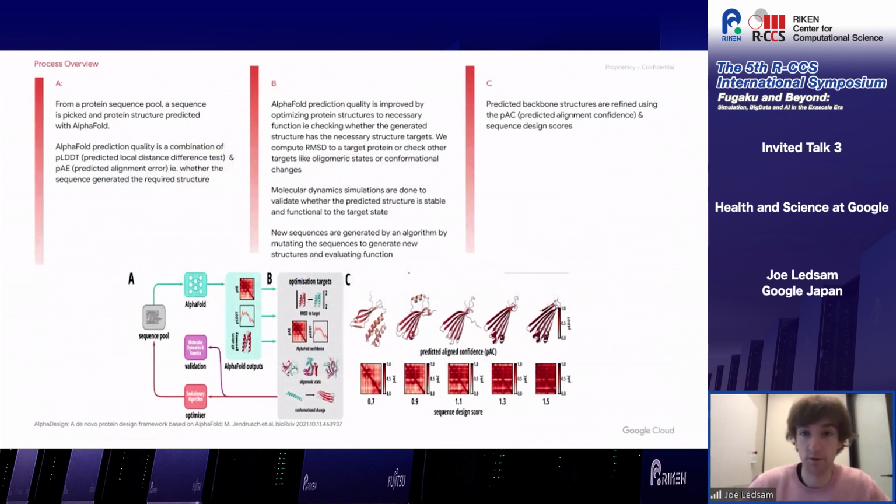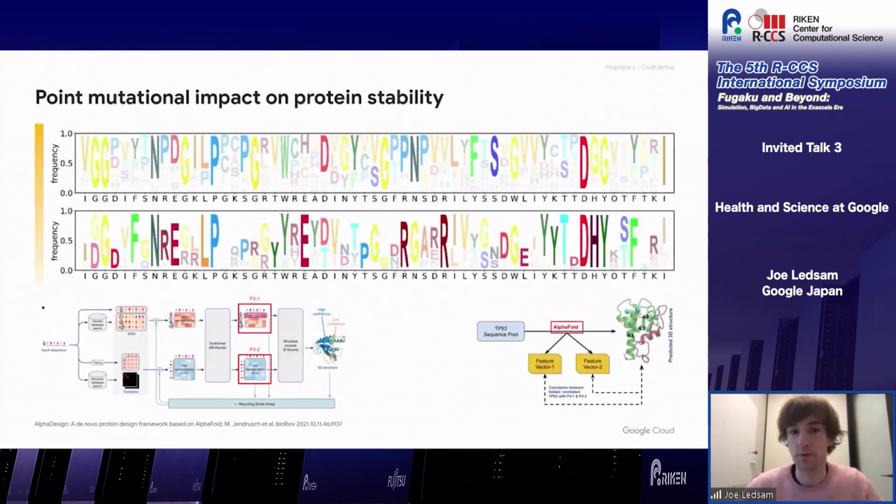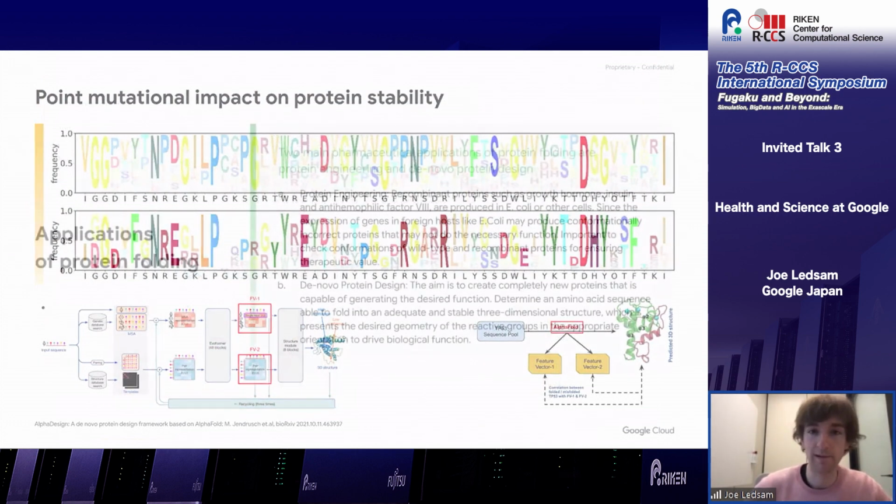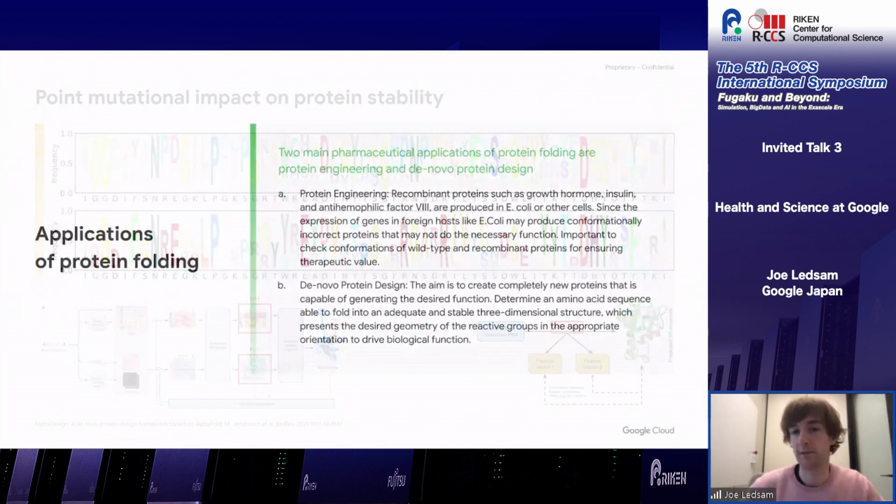There's a short overview of a paper which I won't have time to talk about, but it combined AlphaFold's predictions with MD simulations to assist with protein design. It can also be used to predict the impact of mutations on protein stability, which is extremely important in multiple areas, including the fields of protein engineering and protein design. The model itself, I'll just add at the very end, is available through Google Cloud Vertex AI as well.